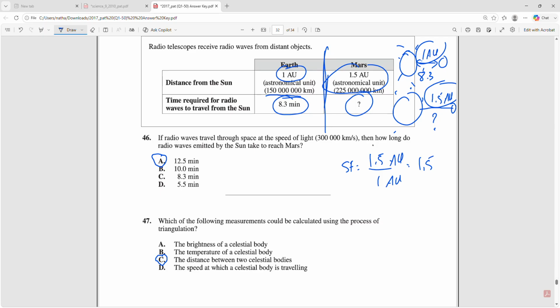So we're just going to multiply the time. If it's about 1.5 times the distance from the sun to the earth, then the time it takes for the radio waves to travel will also be 1.5 times the time, because they travel at the same speed. So we have to multiply the time they take to get to the Earth by this 1.5 factor. So 8.3 times 1.5, and you will get 12.5 minutes.